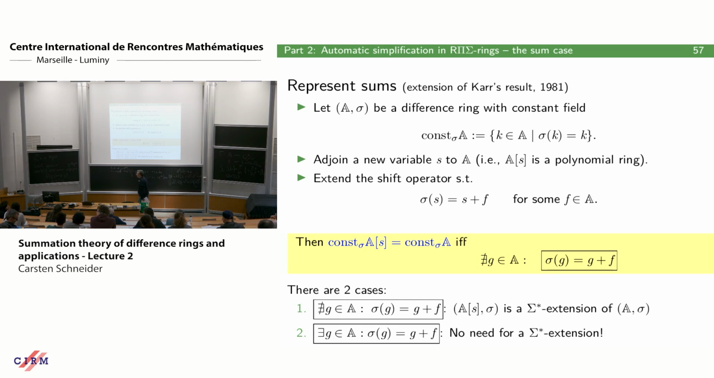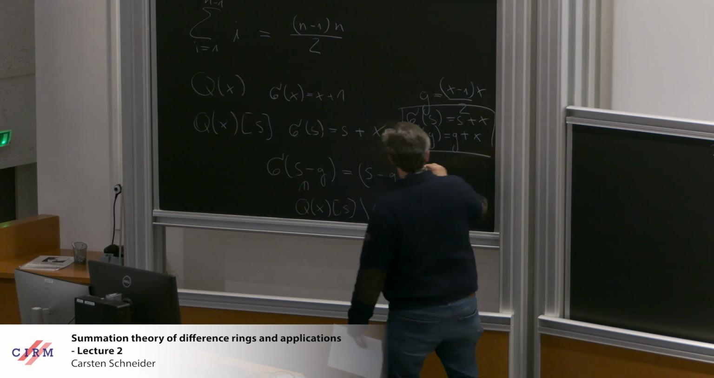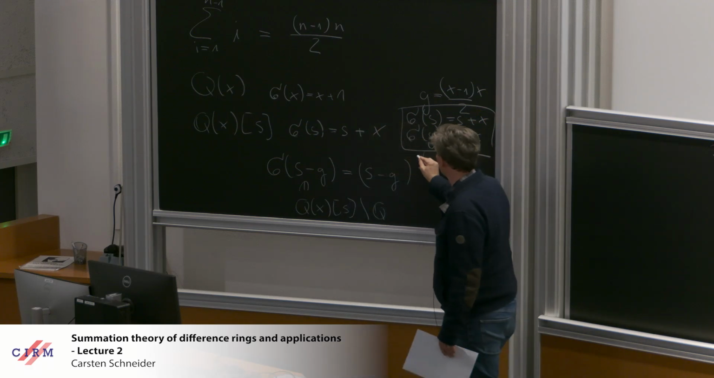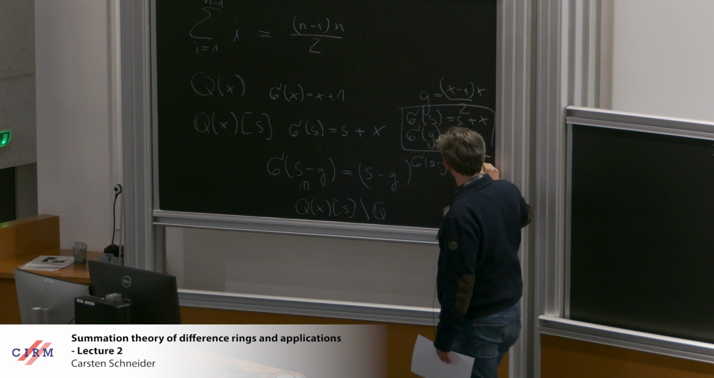So I just subtract these, or maybe let's write it like this. Maybe you see it then better. I have these two equations, and I subtract them, this minus this. And this is s minus g equals s minus g plus x minus x. That's 0.